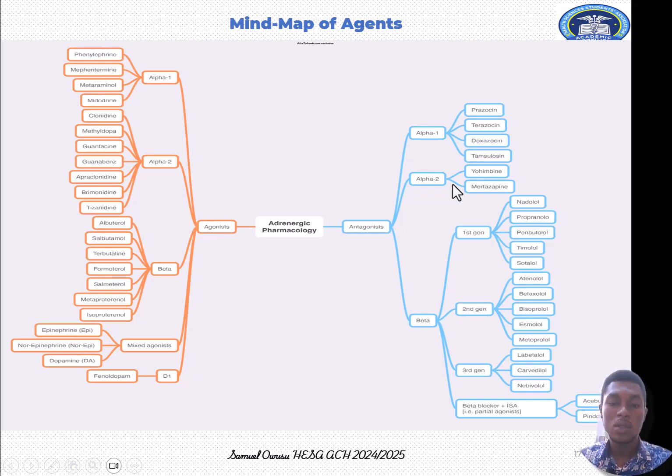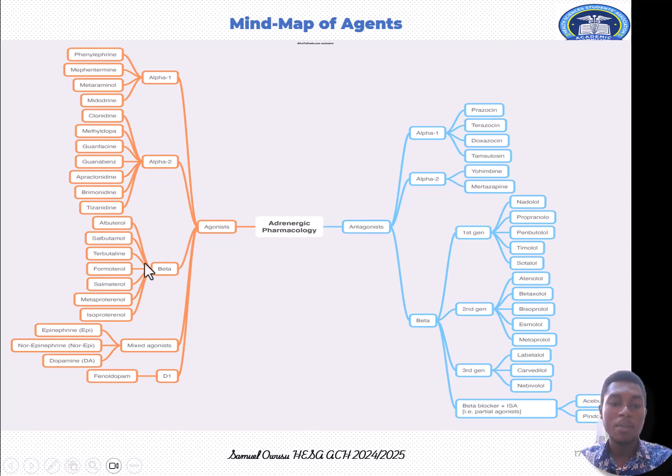So, in summary, we talked about adrenergic pharmacology. We have agonists and then we have antagonists. The agonists could be alpha 1 or alpha 2. Alpha 1, we have phenylephrine as a main agent. Alpha 2, we have clonidine, methyldopa used in hypertension in pregnancy, we have guanfacine and guanabenz, apraclonidine. All these ones are there.